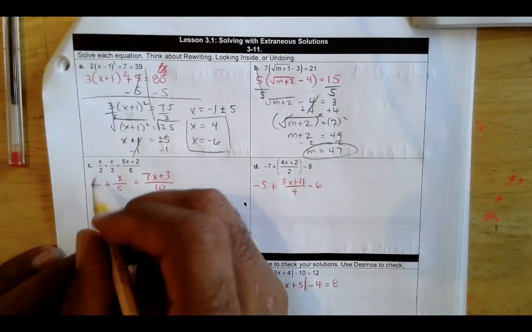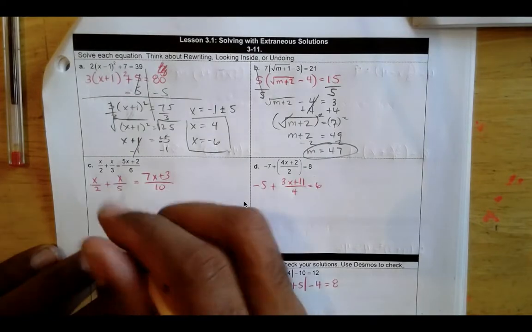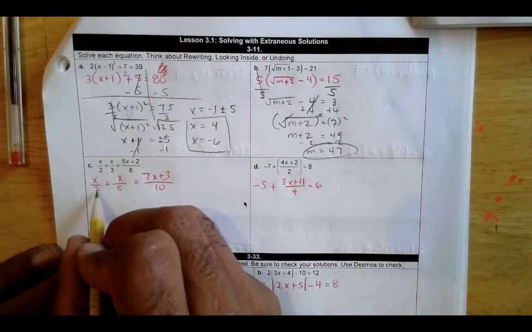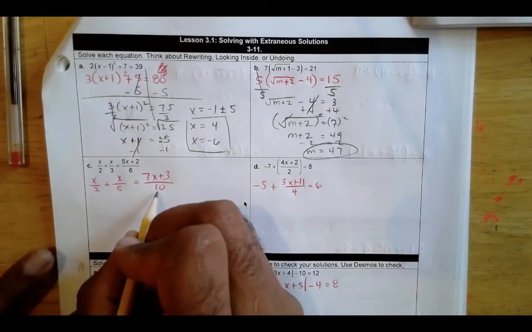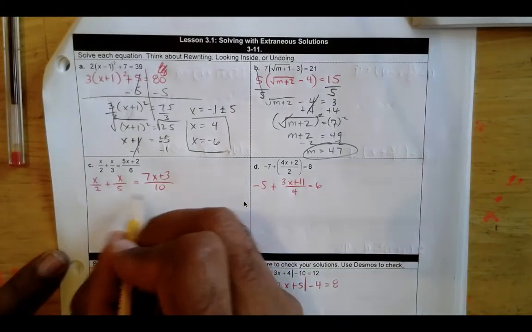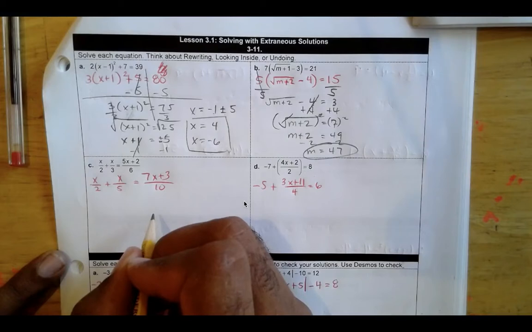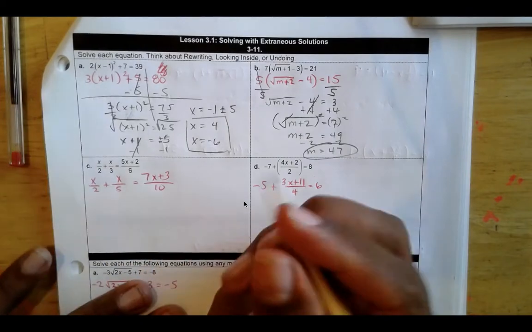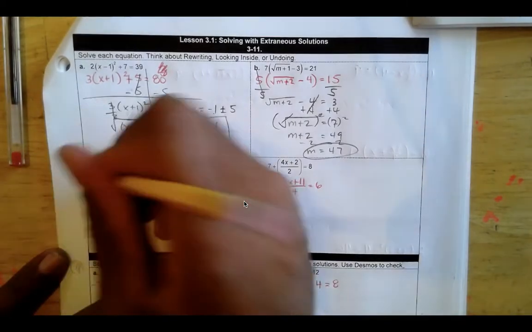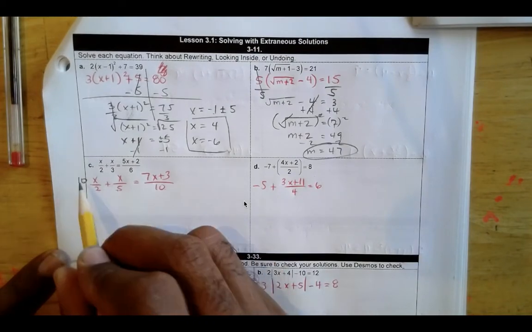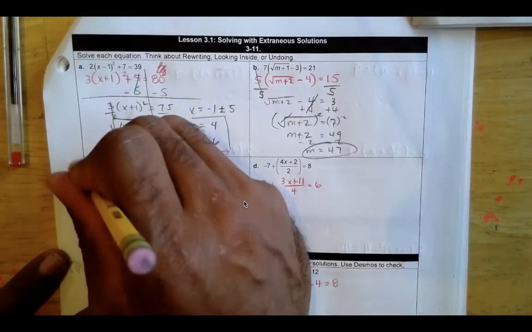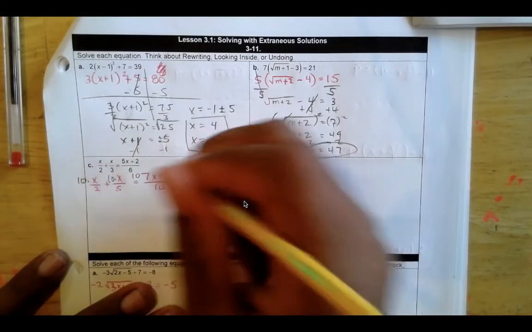Okay, now on this next one, I want to get rid of the fractions. So what I want to do is look at the 2, look at the 5, look at the 10, and say, what number will all of these divide into? 2, 5, and 10. Because that's what I want to multiply. So what I'm going to do is I'm going to multiply by 10, because 2 divides into 10, 5 divides into 10, and 10 divides into itself. So multiply it here and here.